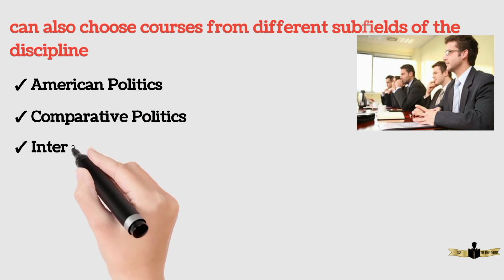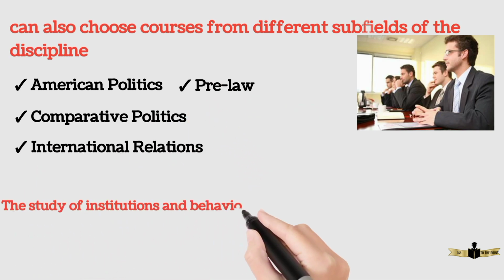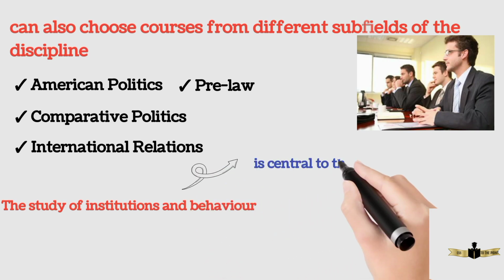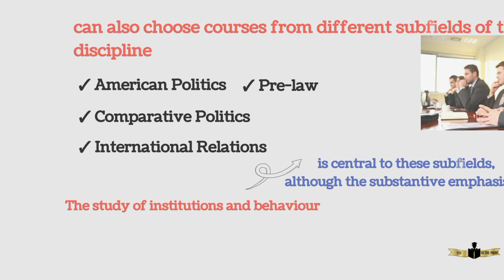Political science students can also choose courses from different subfields of the discipline, such as American politics, comparative politics, international relations, and pre-law. The study of institutions and behavior is central to these subfields, although the substantive emphasis differs.